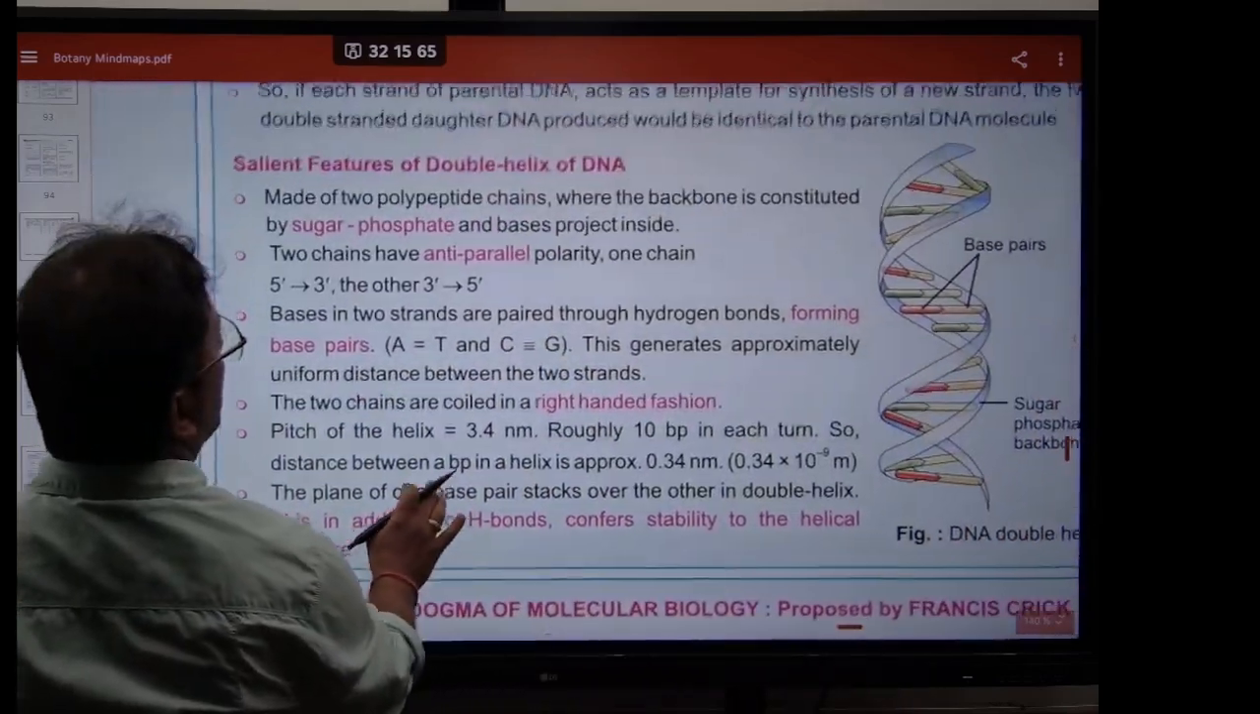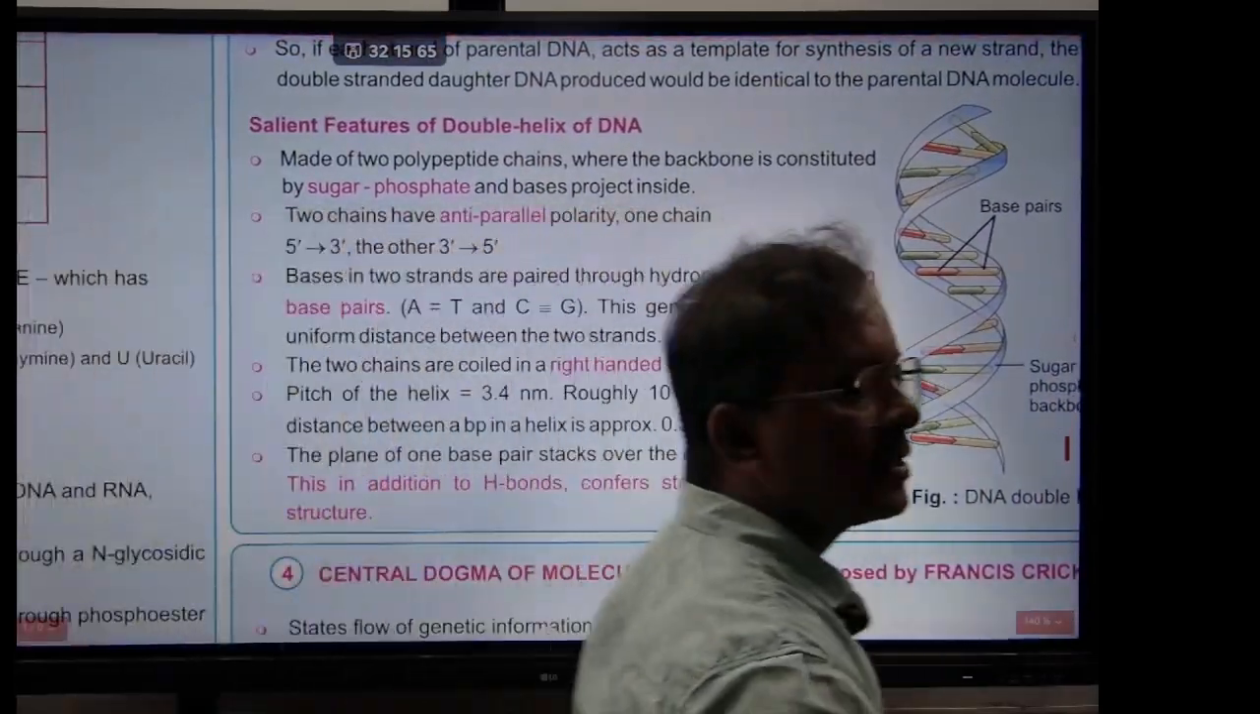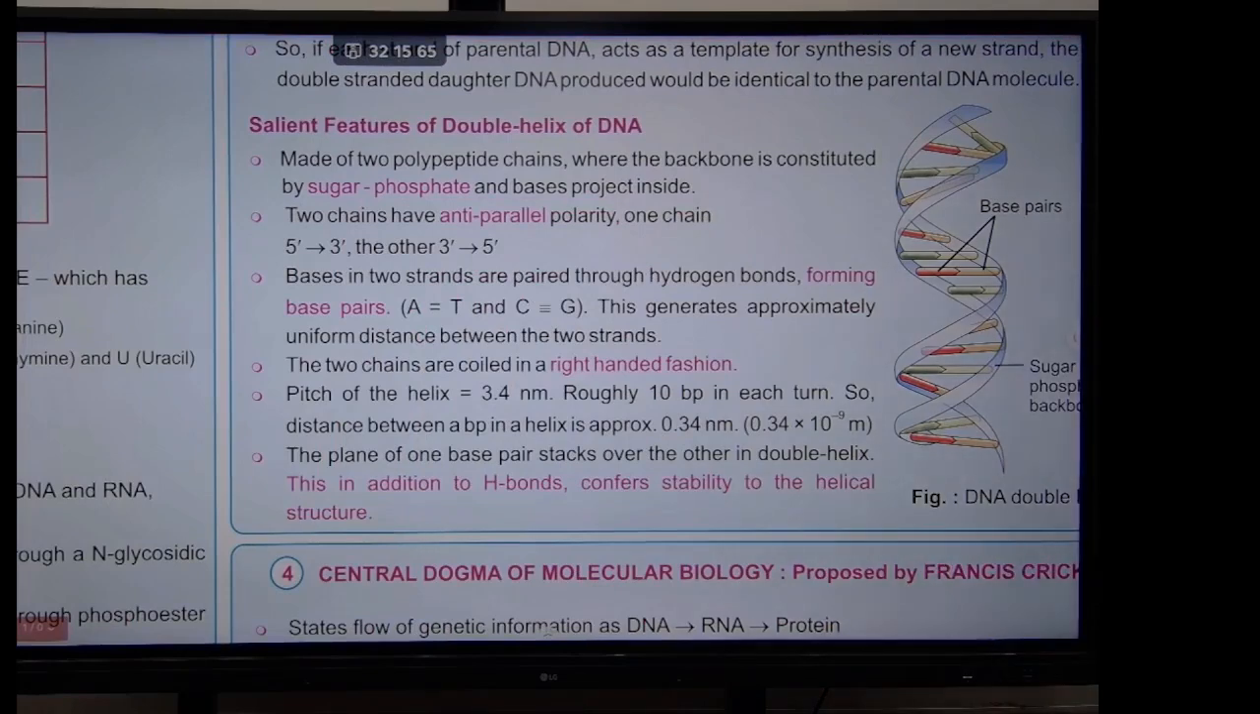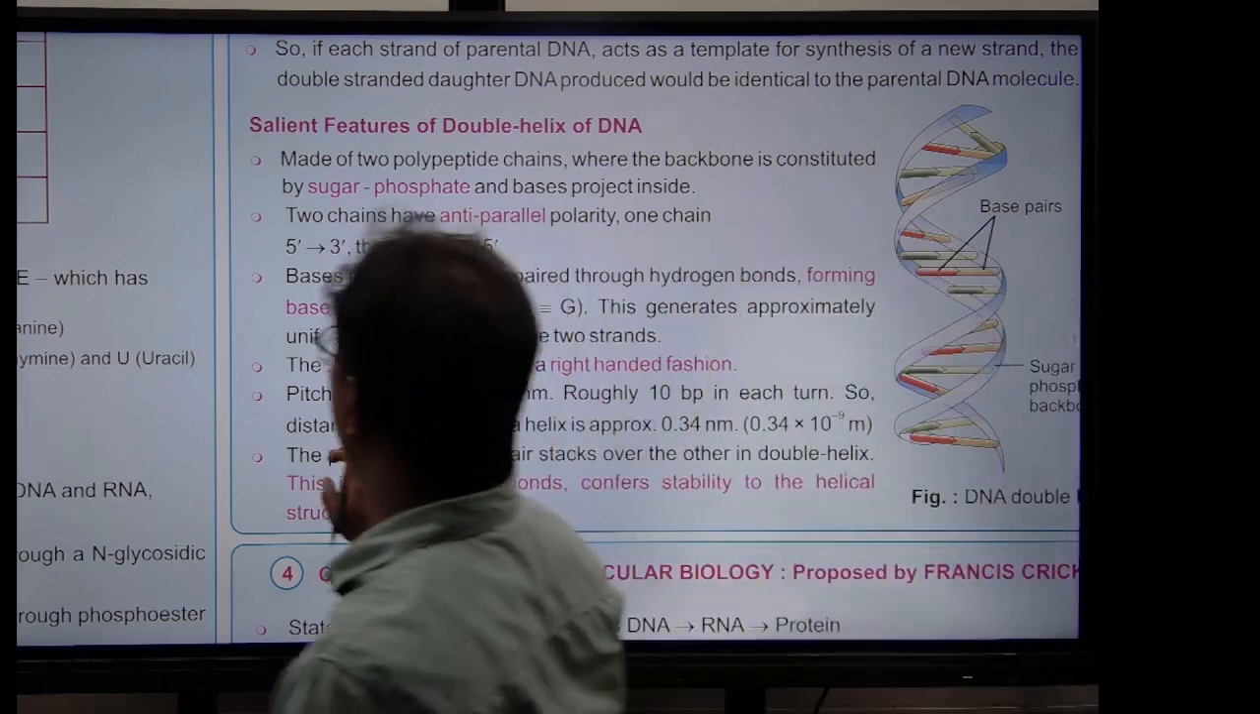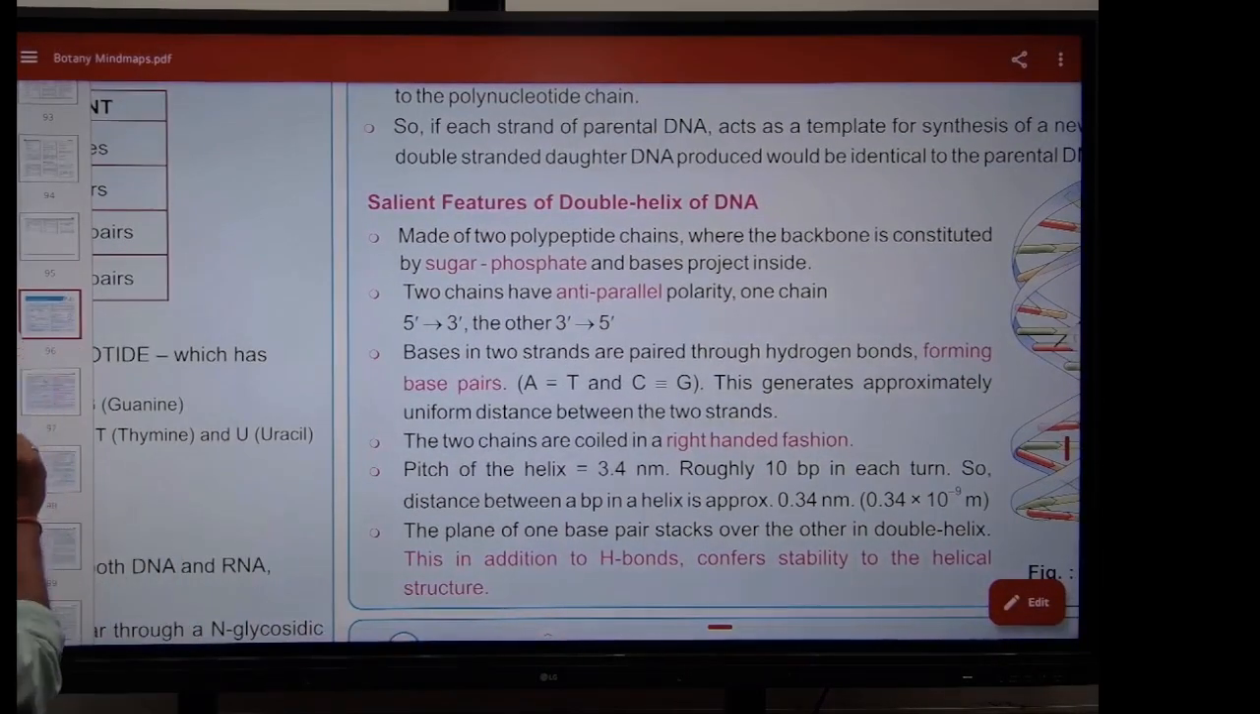See here. So, what are the salient features of a DNA molecule? It's made up of two polynucleotide chains where the backbone is constituted by sugar and phosphate, and the bases project inside. What is meant by this sentence? Anybody?